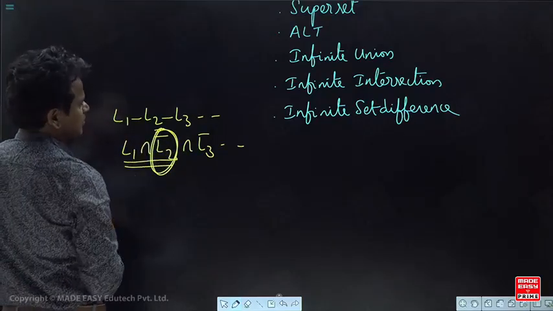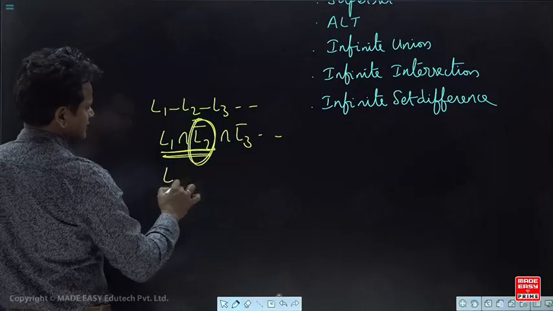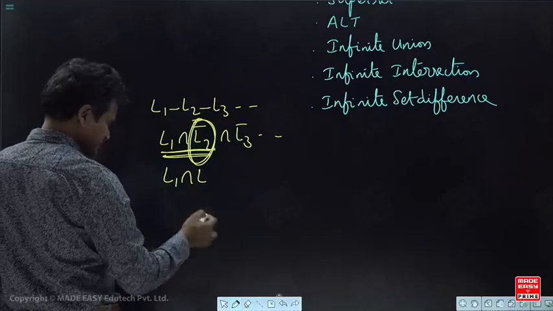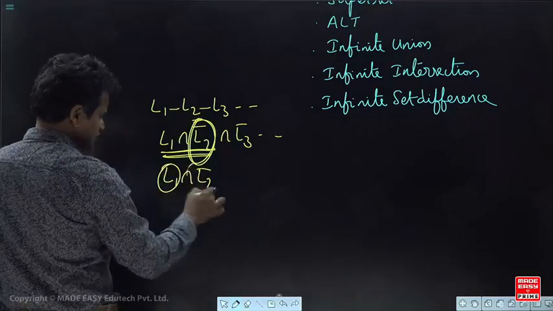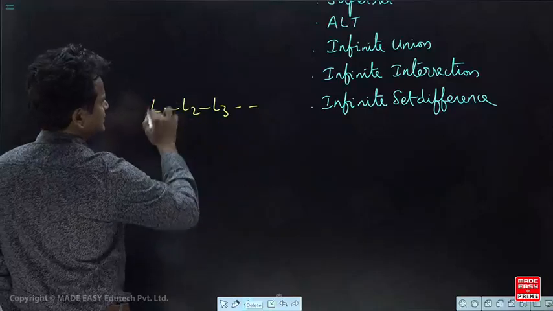CFLs are not closed under complement, and not even closed under L1 intersection L2. Suppose L2 bar is also DCFL, but intersection is not closed, right? So that's it. Okay, next.